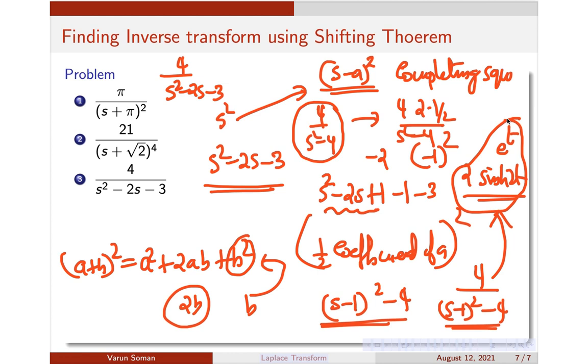So you have to understand two things here. One is the method of completing a square, which you already studied in lower classes, please try that once again, and then applying the shifting theorem by identifying the relevant functions. Okay, and moving forward, let us do one more problem.